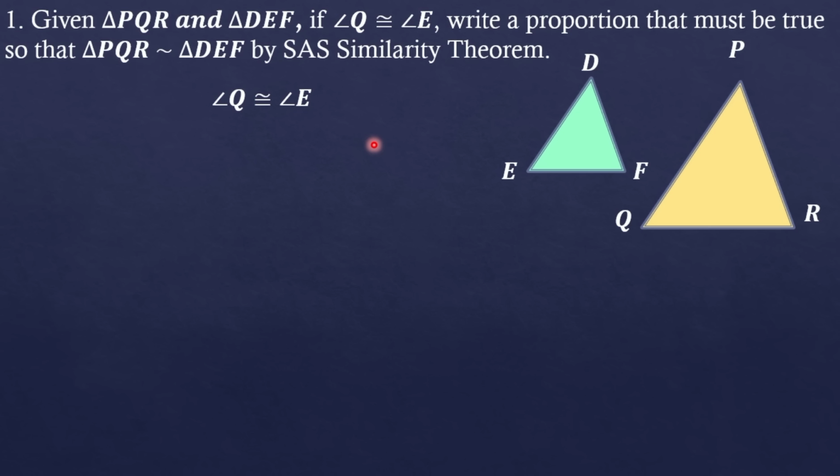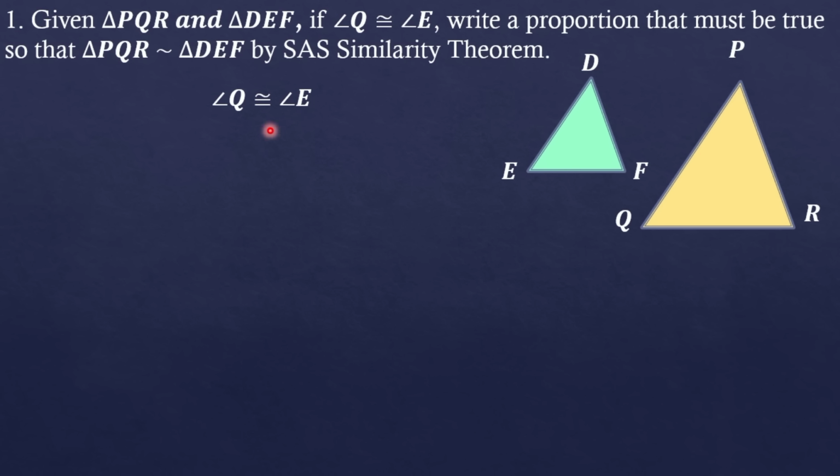So, para maipakita natin by SAS siya, so given na yung included angle. So, ito na lang po ang hahanapin natin, yung dalawang sides na proportional. So, ano ba yung dalawang sides na yon? Paano natin makukuha? Kung ano po yung side ng angle mo.